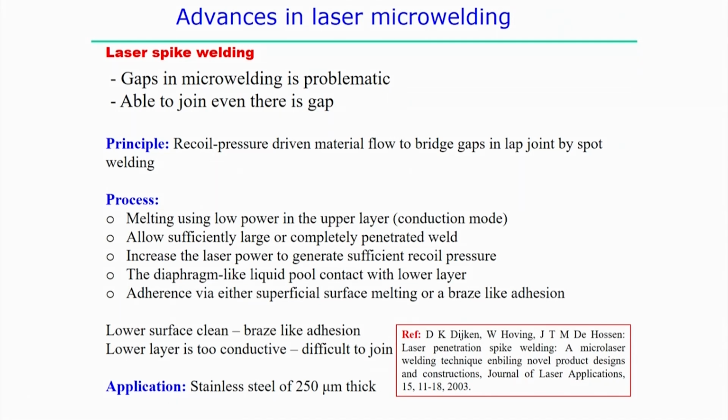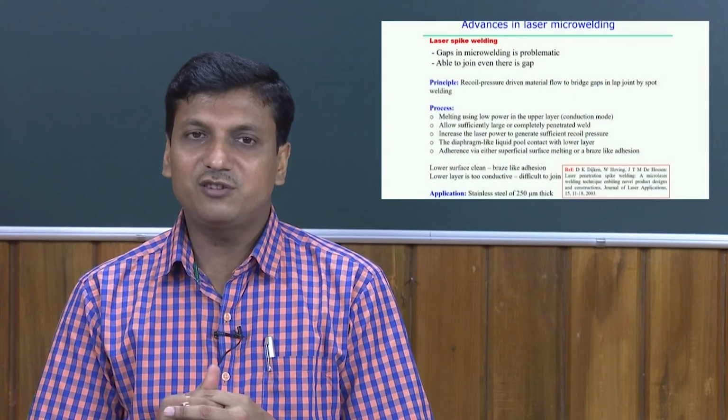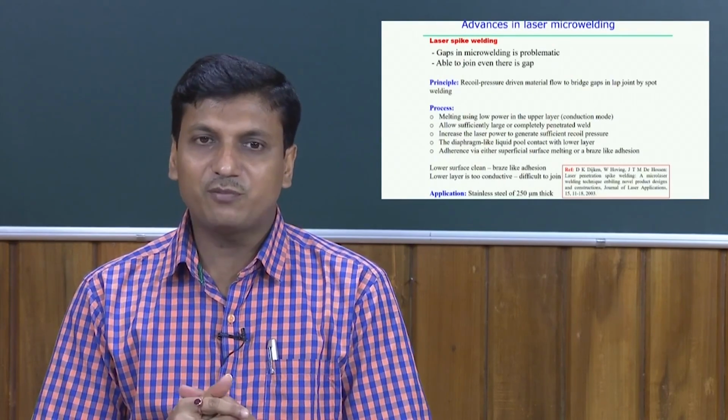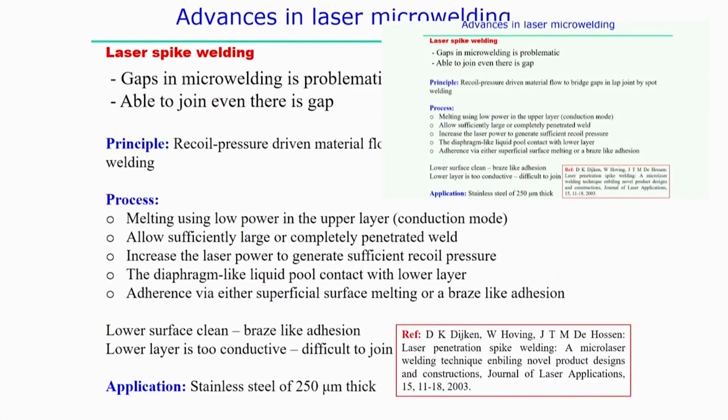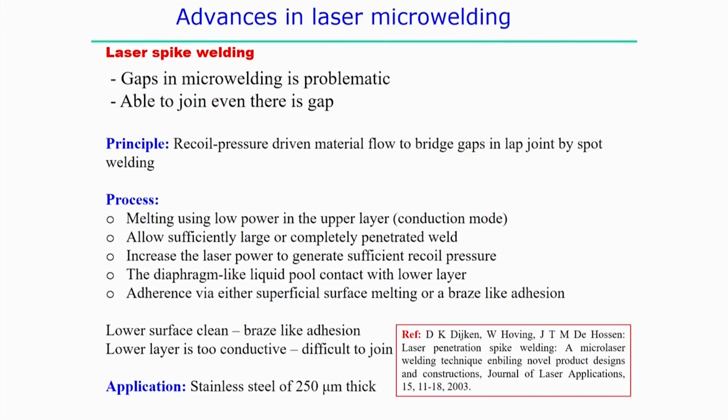What is the principle in this case? Recoil pressure driven material flow bridges the gaps in a lap joint by spot welding technology. The lap joint configuration is normally used, and specifically we use spot welding technology, but it creates some recoil pressure driven material flow. Let us see how it works. First, the upper layer is melted using low power, probably remaining in the conduction mode, not the keyhole mode. So, we should use a conduction mode laser for melting of the upper layer.